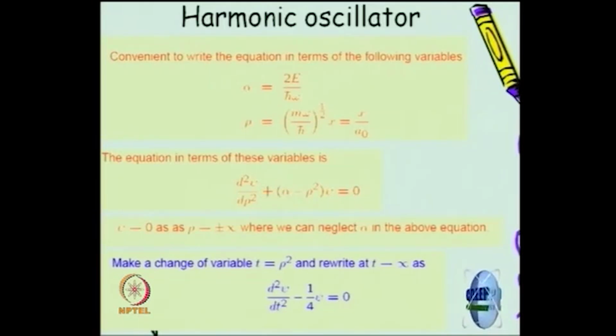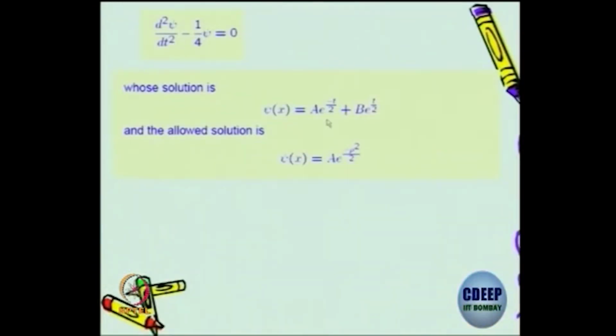Is that right? So what is the solution to this equation? You have done this many times, right? E to the t by 2, this is k squared is 1 by 4, right? So e to the kx plus e to the minus kx. So the solution will be a e to the power of minus t by 2 plus b e to the power of plus t by 2. And out of this, as t tends to infinity, which is allowed? Only the first term, so you have to put b equal to 0, right? So you get the allowed solution as a e power minus rho squared by 2.